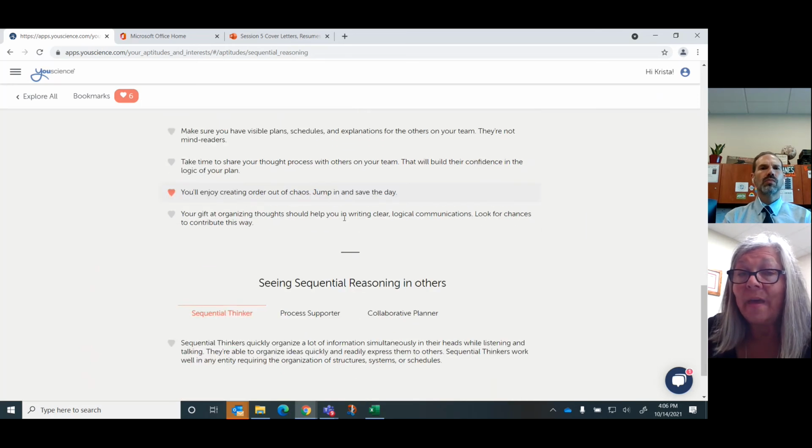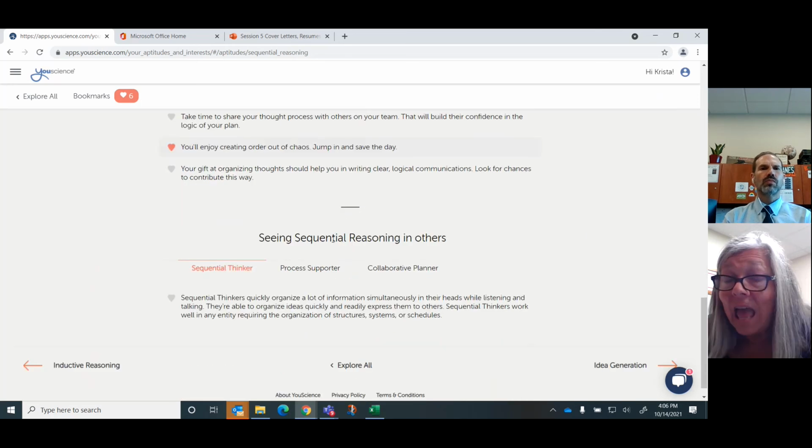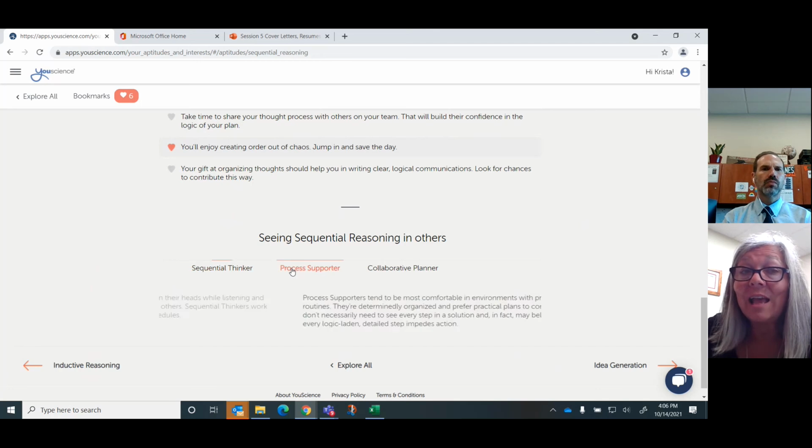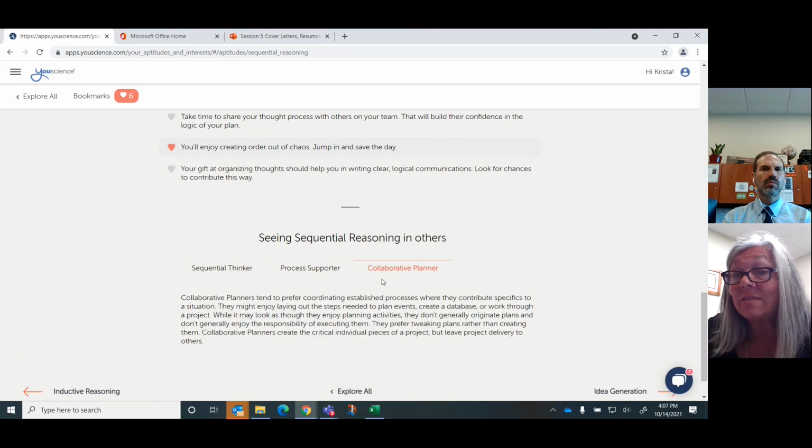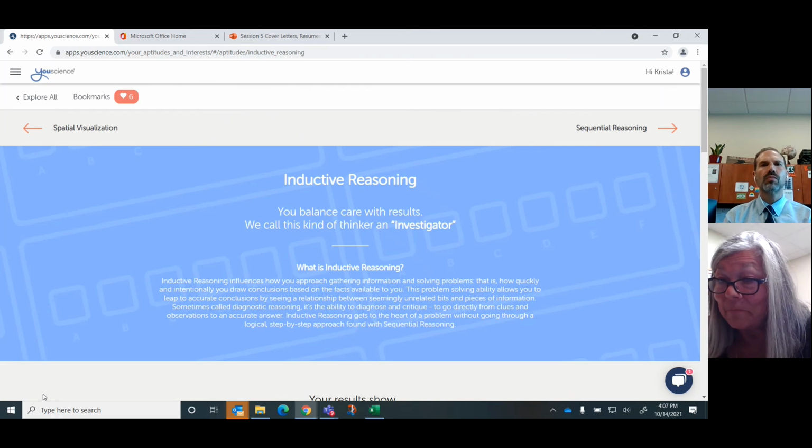And then the last part of the page says, how can I see this in others? How can I see sequential thinkers? How can I see process supporters? How can I identify others as collaborative planners? So it gives me a wealth of information about myself in sequential thinking. Now I can scroll either way and see another result of my brain game.